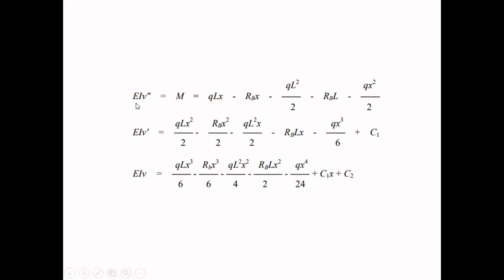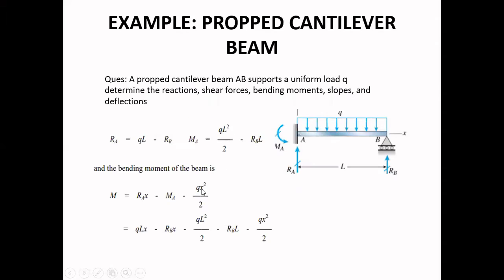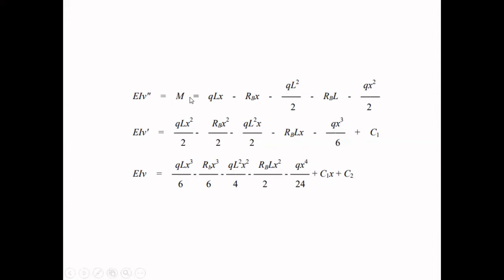So it will be like this: EI v double dash is equal to M, and the value of M that we have calculated over here, we'll substitute into this equation. Similarly, if we integrate this equation again, this will be EI v dash, and the equation will become like this.